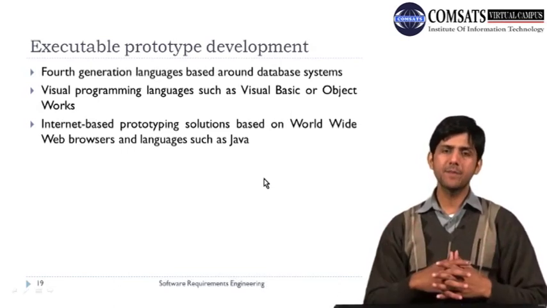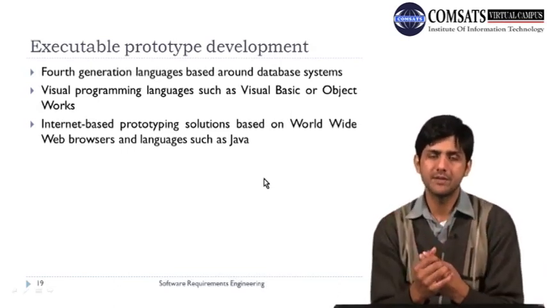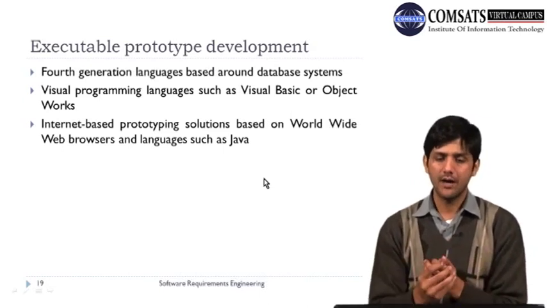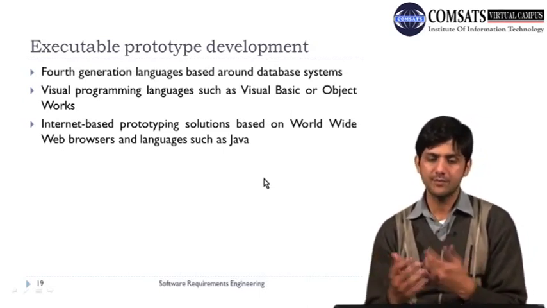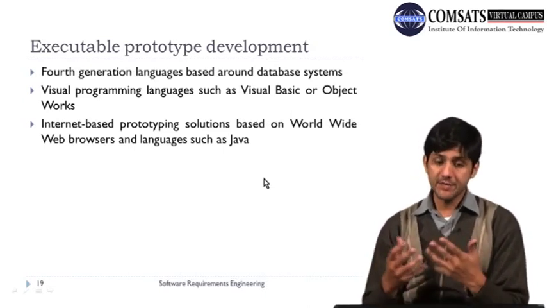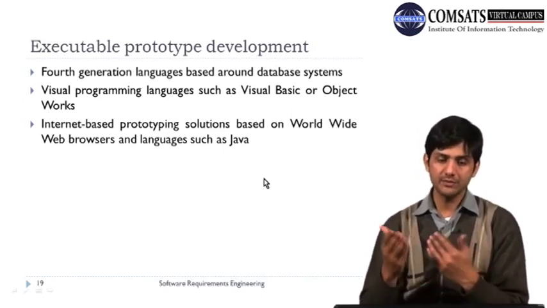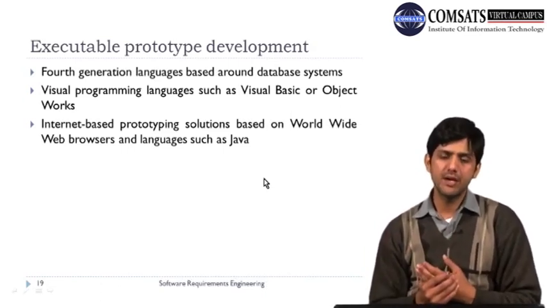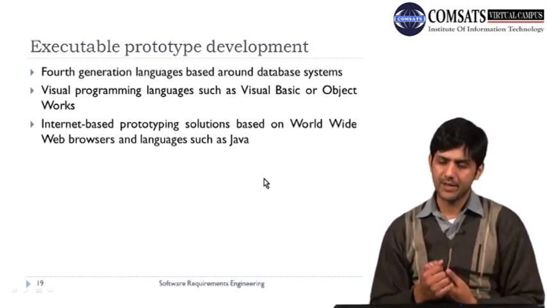So let's discuss now what is executable prototype development. As I said, these are fourth generation languages based around database systems. Examples are Visual Basic or ObjectWorks, and Internet-based prototyping solutions based on World Wide Web browsers and languages such as Java. These are all the things which can be used to make executable prototypes.